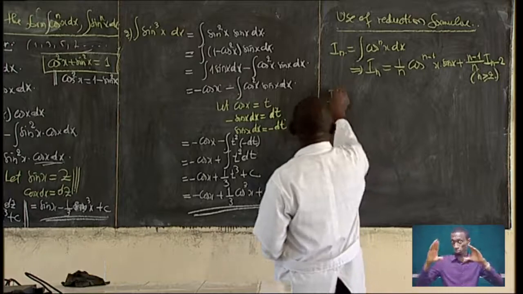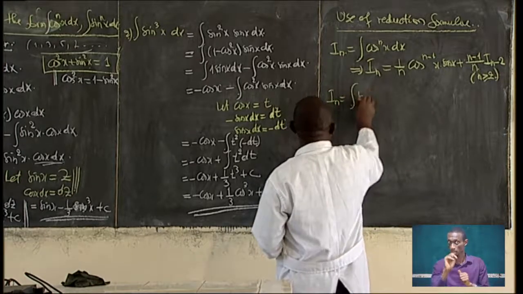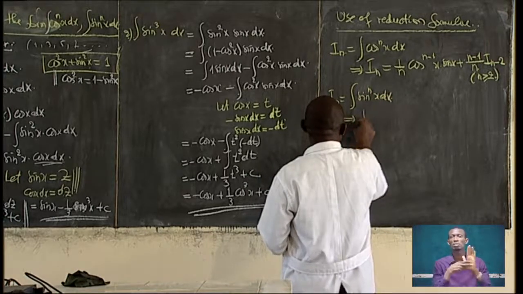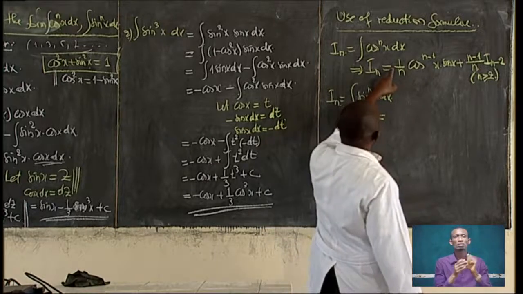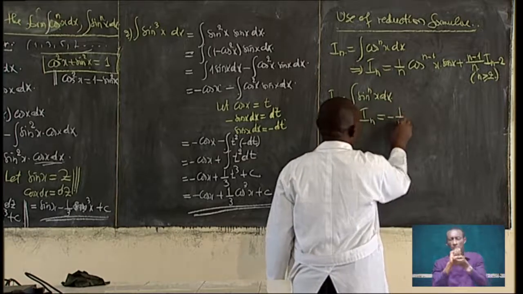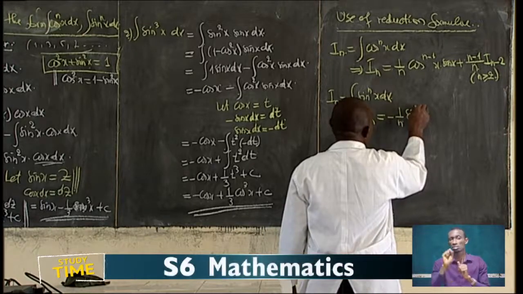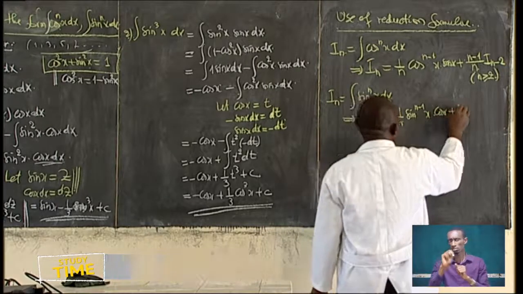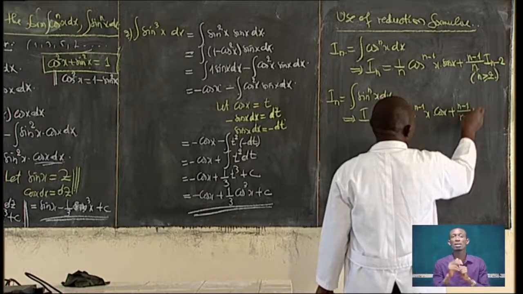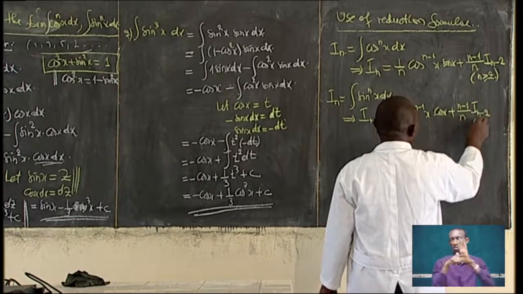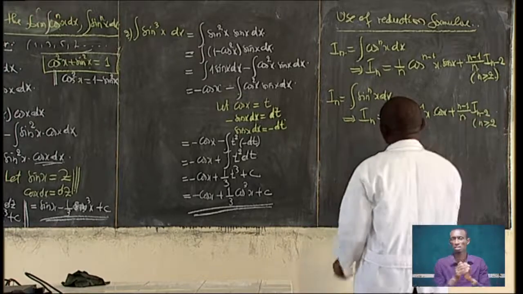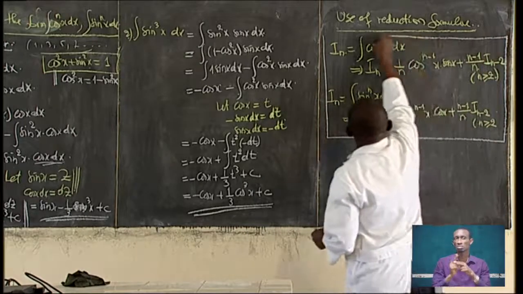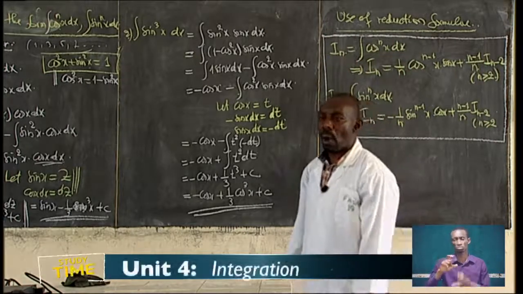Also, if you have I_n, which is the integral of sine^n x dx, you'll have I_n equal to, this is positive here, it will be minus 1 over n, sine^(n-1) x times the cosine of x, plus (n-1) divided by n, I_(n-2). Of course, n is greater than or equal to 2. And this is known as the reduction formula for sine and cosine power n, right?